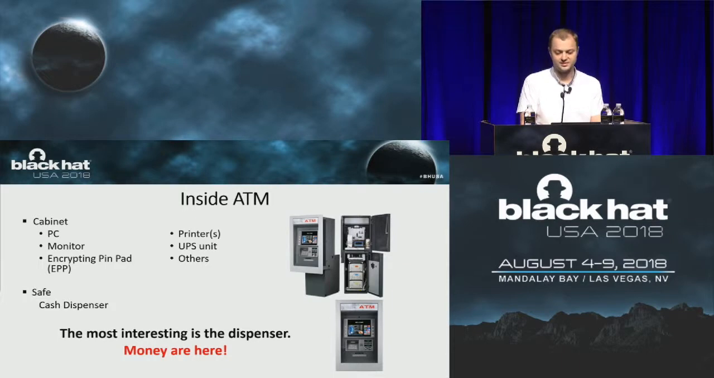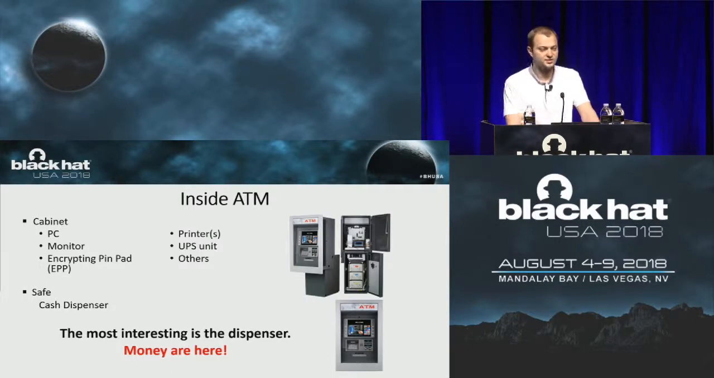What can you find inside an ATM? First of all, it's divided into two main areas, the upper cabinet and the safe. When the cabinet is opened, you get into the service area. The following ATM parts are located here: PC, monitor, encrypting pin pad, printers, an uninterruptible power supply unit, and other devices. All devices connect to the PC just like usual peripherals. Usually logical attacks can be done through this zone because most of the locks on the cabinet are primitive.